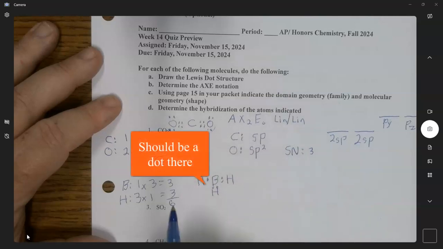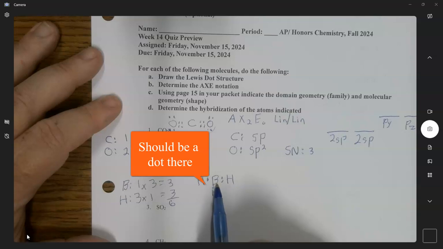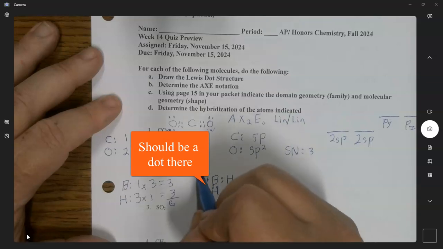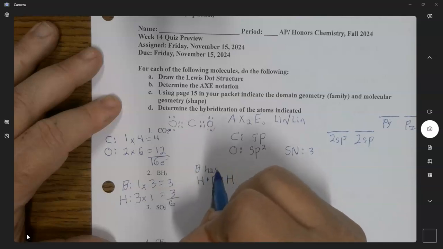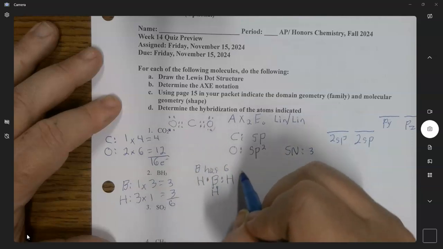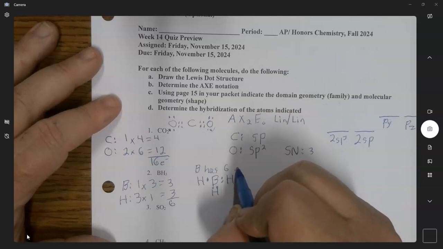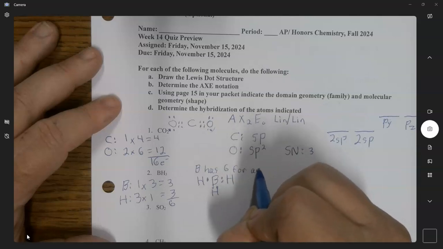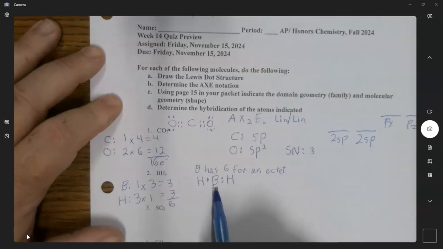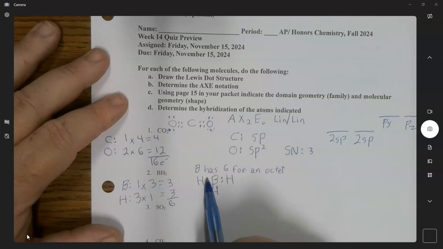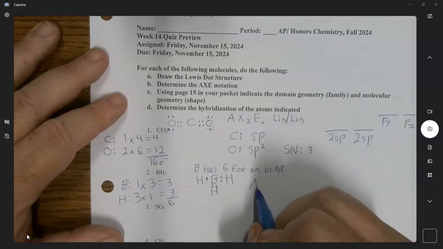Okay, and it's 6 and 6, so everybody has an octet. This is an exception to the octet rule, okay? B has 6 for an octet. Okay, so boron, it's AX3E0.